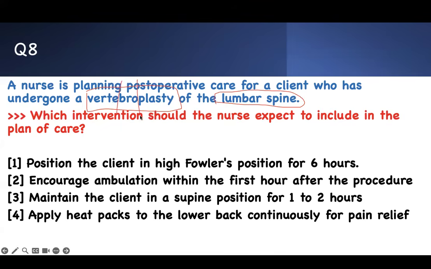Vertebroplasty, right? And then you see lumbar spine. Therefore, you know it has something to do with the bone of the spine, right? And this vertebra is a vertebrae, basically, portion of your spine, right? And then there's plastic. Plastic is always like plastic surgery. You're trying to fix it. You're just remodeling the thing. You're not taking it out. You're just shaping it in a certain way.